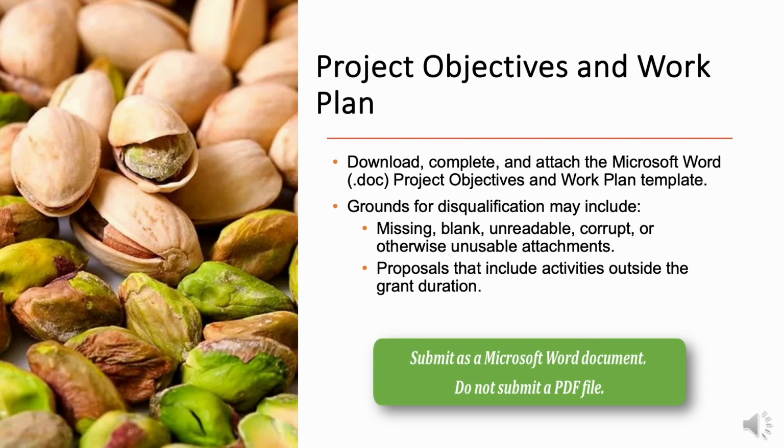Once this document has been completed, please upload it to the application in Amplifund. The project objectives and work plan template must be submitted as a Microsoft Word document. Please do not submit this document as any other file type, such as a PDF. Applications that have not attached this template, attached a blank file, or attached an unreadable or corrupt file may result in disqualification. An example of a completed project objectives and work plan can be found in Appendix A of the grant proposal instructions.